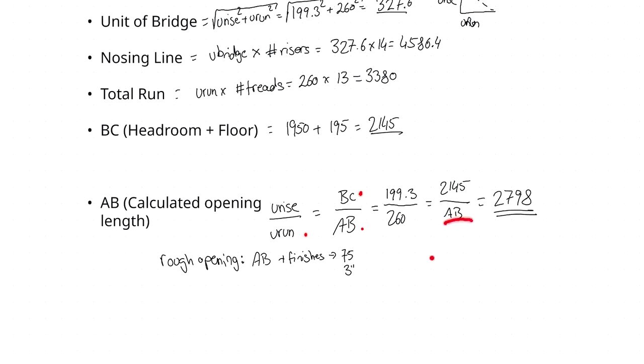And then we pop in those numbers and we solve for AB. And that gives us the calculated opening, which is the finished opening. If you were asked to find the rough opening, you want to add the finishes that are given to you, header, drywall, nosing, that kind of thing, or add 75 mils or 3 inches, and then that should be plenty.